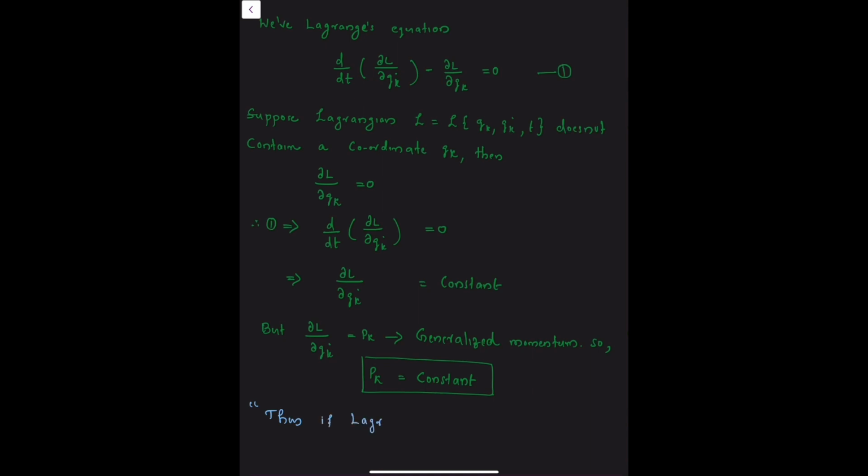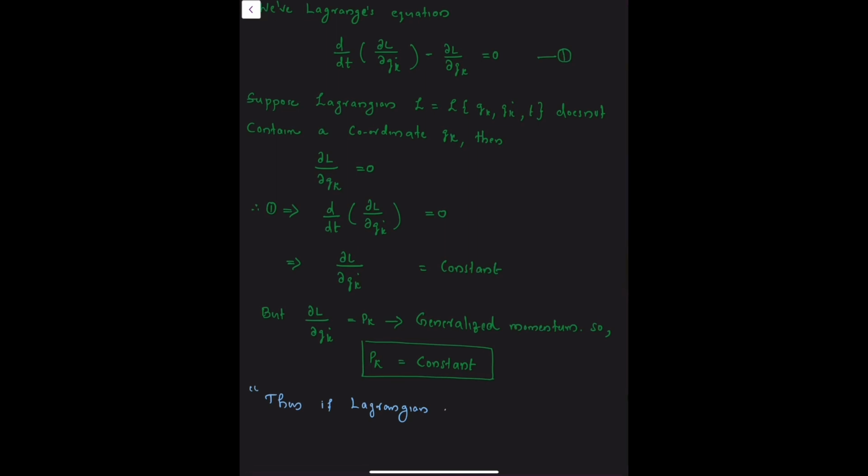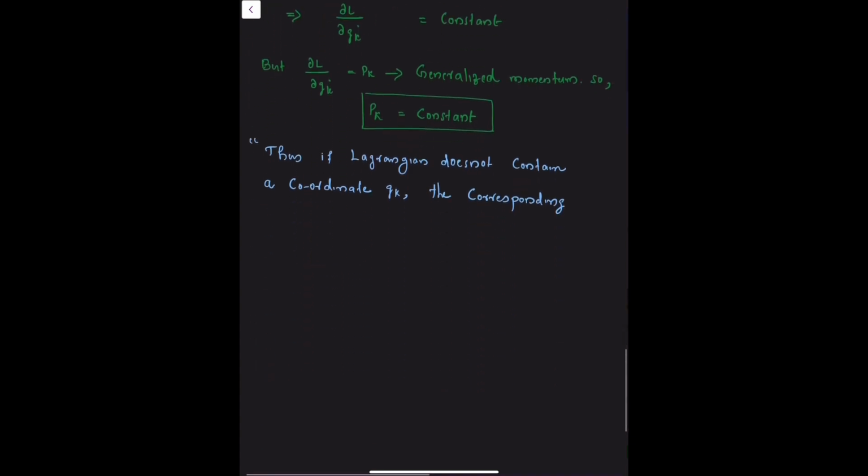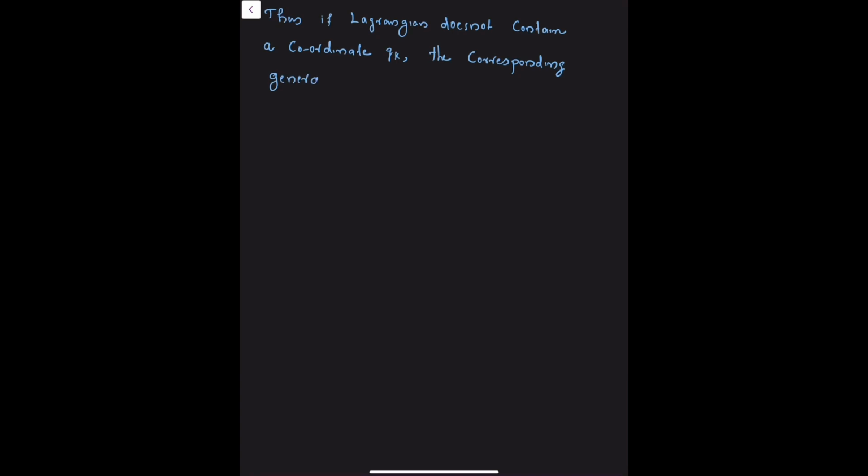So we can write it like that. Thus, if the Lagrangian does not contain a coordinate qk, then the corresponding generalized momentum pk is constant, or a constant of motion. Then that coordinate qk is called a cyclic coordinate.